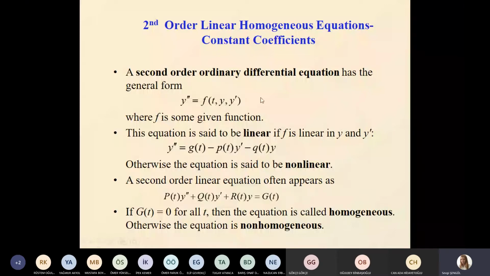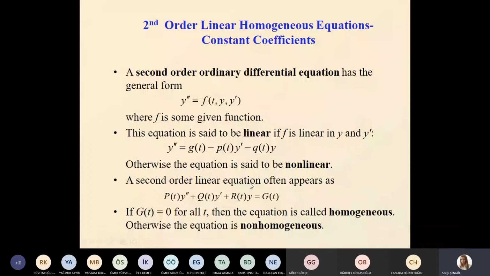And for this kind of equations, the general form is like that. The second derivative can depend on the independent variable t, the dependent variable y, and the derivative of the dependent variable. And it is linear if, again, you know what is the form of the linear equation, the derivatives come along and the coefficients can only depend on t, and there is no restriction on t. And if this is not the case, you will have a non-linear second order differential equation. But in this section, we will focus on the linear ones.